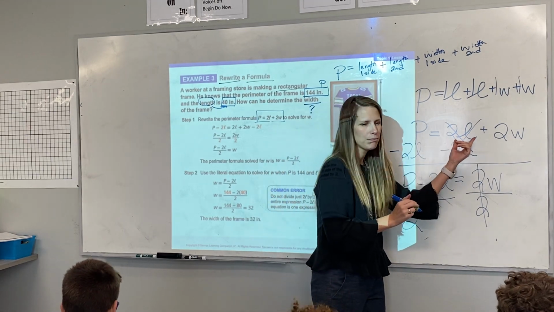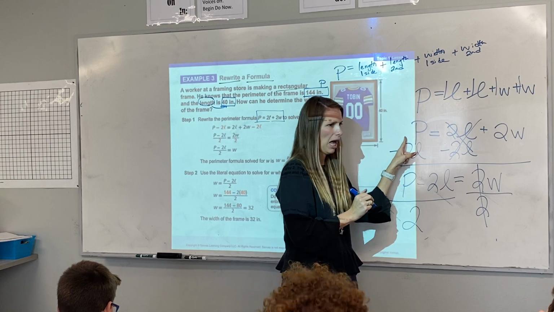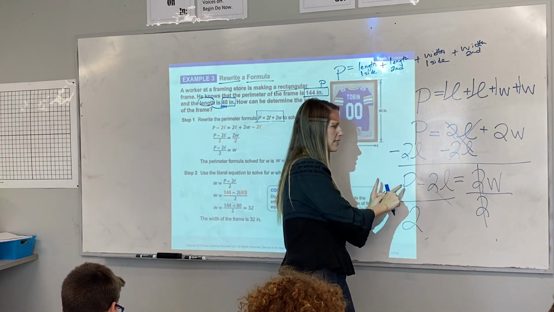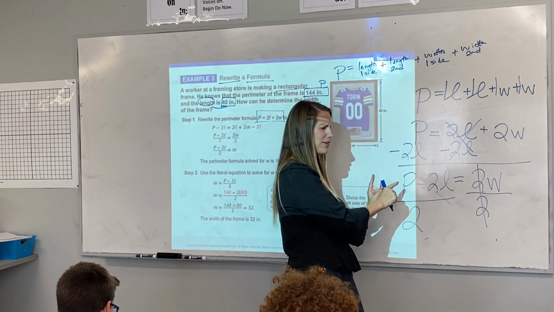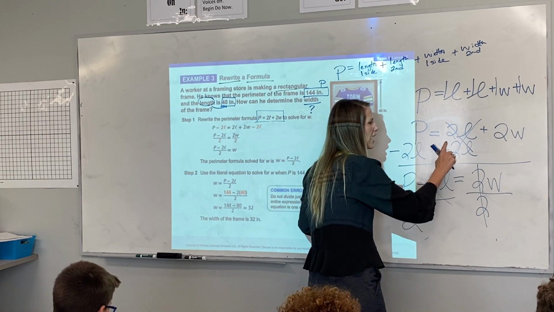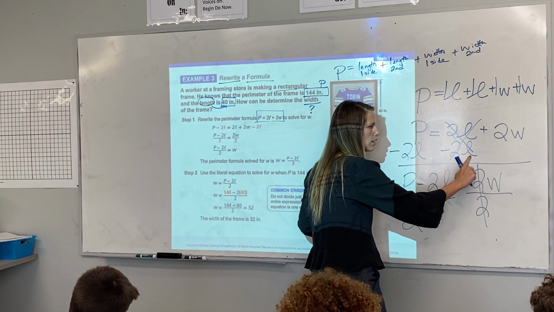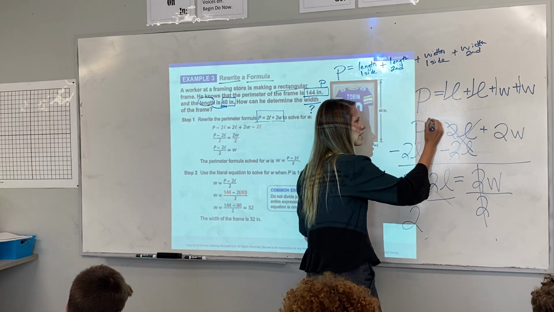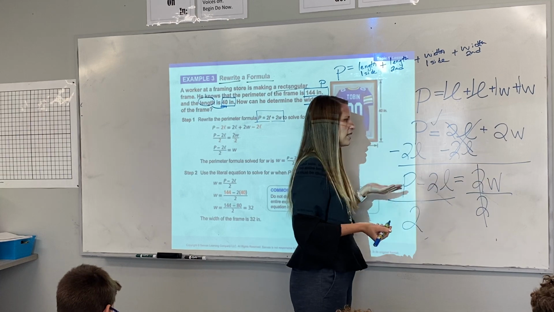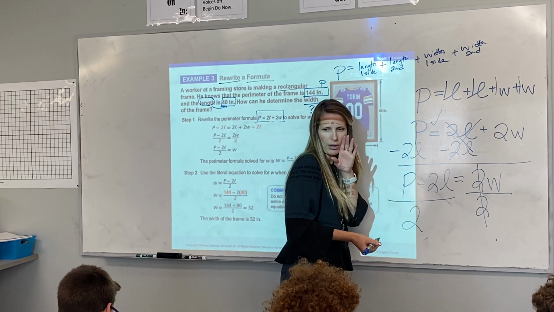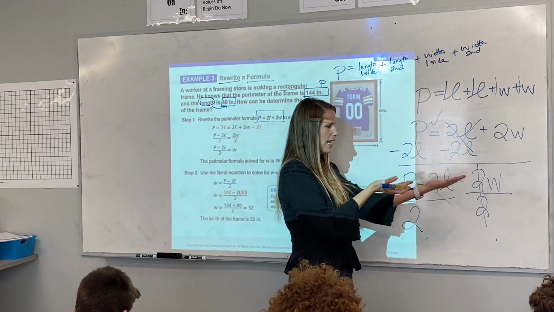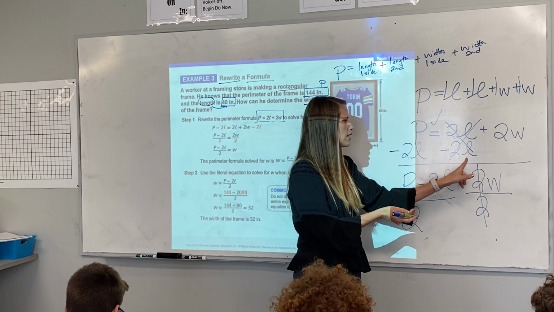I didn't move this so that I can combine it with P. I moved it so it would go away and just be on this side. As long as I do the same thing to both sides, if I subtract 2L and subtract 2L, the equal sign is true. If I wanted to subtract 80 from this side and then from that side, it's okay. I wouldn't want to because it would make things more complicated, but it wouldn't be wrong. It's like a scale. You have to keep the scale balanced. Whatever you do to this side, you do to this side.